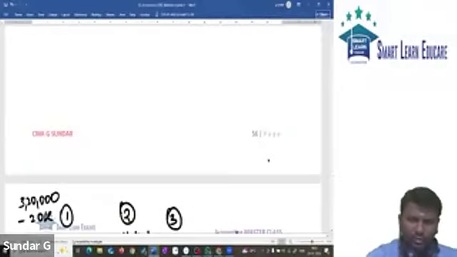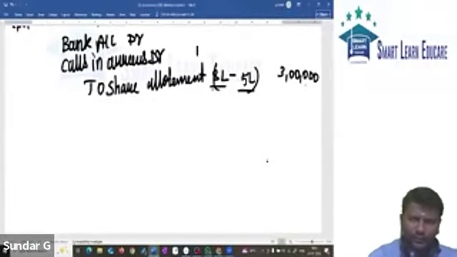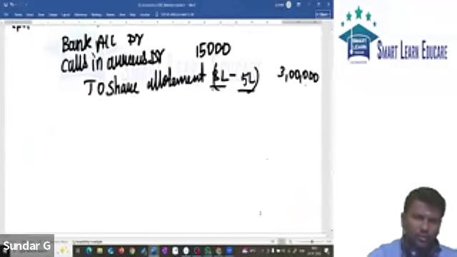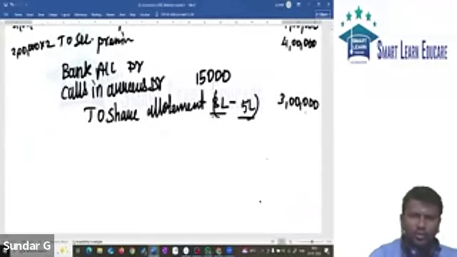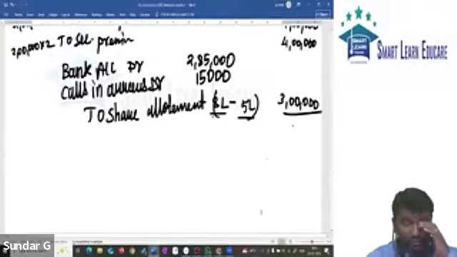The calls in arrears amount is 15,000. So bank account debit, calls in arrears account debit 15,000. Bank account should be debited with 2,85,000, because we have 3 lakhs here. How much is not received? 15,000 is not received. 3 lakhs minus 15,000 gives 2,85,000.